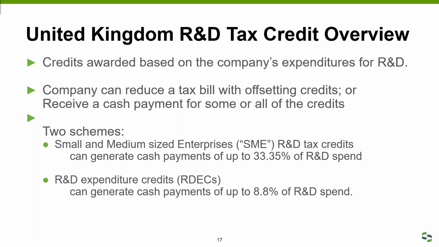In the United Kingdom currently, and this is a new regime, there are two opportunities. For small and medium-sized enterprises, or SMEs, it can generate cash payments of up to 33.5% of the R&D spend. So think about, you spend 1 million, or pounds, I should say, you could ultimately achieve 330,000 pounds of quote-unquote cash payments. And then there's what's called the RDEC, which can generate cash payments of up to 8.8% of the R&D spend. We do work across the globe.